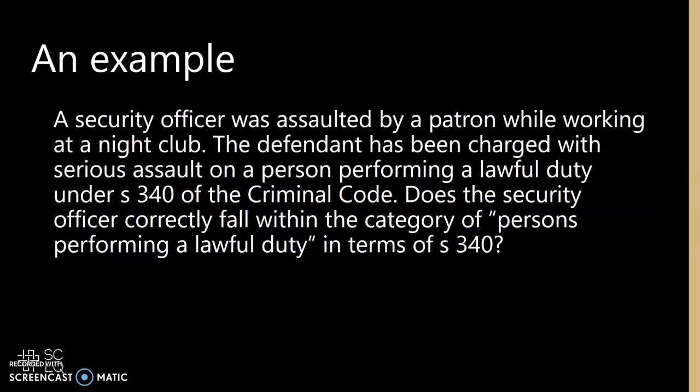Now I'm going to quickly go through an example. In this example, a security officer has been assaulted by a patron while working at a nightclub. The defendant in this instance has been charged with serious assault on a person performing a lawful duty under Section 340 of the Criminal Code. However, does the security officer correctly fall within this category as set out in Section 340?